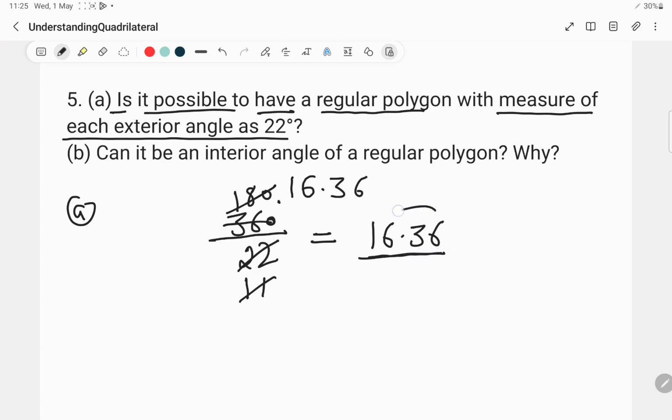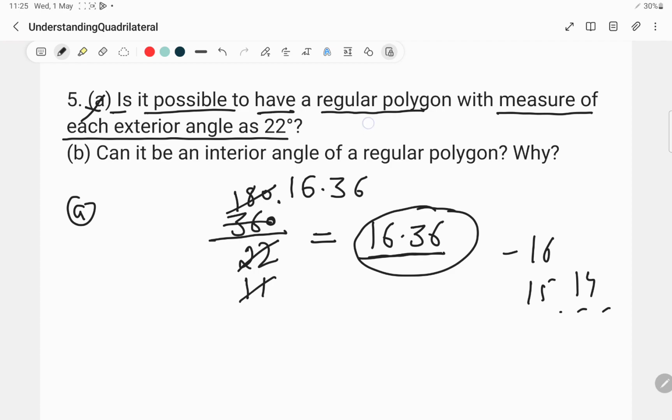So this answer is, so it is not possible to have a polygon which is having this number of sides. It must be 16, 15, 14, anything, and so on. So statement A will be wrong. We will not have any regular polygon whose exterior angle has a measure of 22 degrees.